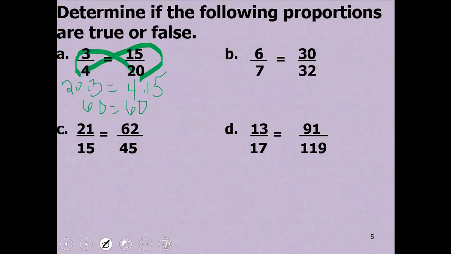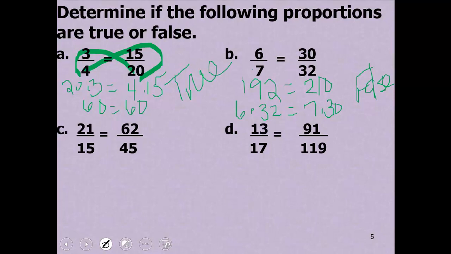All right? B, I have to have 6 times 32, and I have to have 7 times 30. So let's do those and see what we get. 6 times 32 is 192, and 7 times 30 is equal to 210. I'm going to write how I got those. This is 6 times 32. This is 7 times 30. This is false. This one was true. It doesn't look much like false, but it is. Our numbers are getting bigger here.